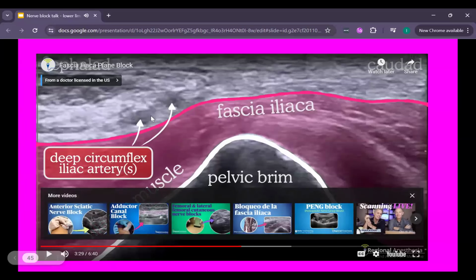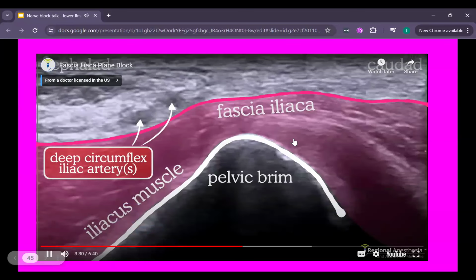So we can see the deep circumflex iliac arteries. And so this will be the triangular shaped internal oblique muscle on top of those. Thins out to the fascia, and then we'll see the triangular shaped sartorius muscle caudad.